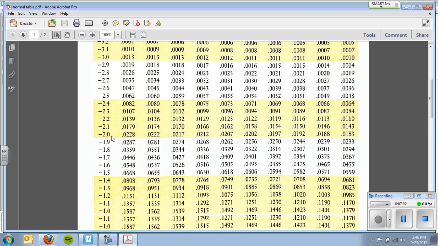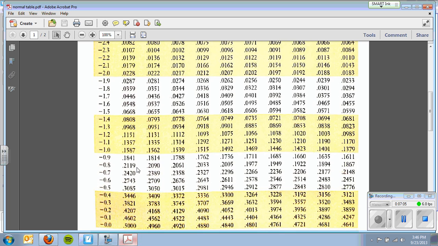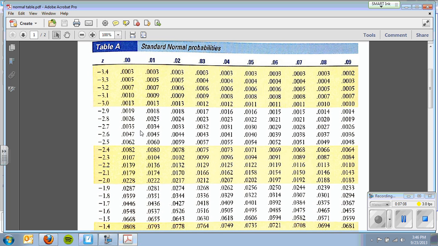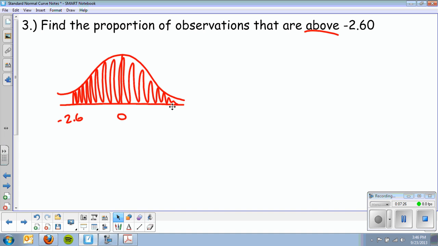So if I look up negative 2.6, okay, negative 2.6, I get 0.0047. Negative 2.60, right here. Just draw a box, makes it easier to see. 0.0047. So this little area here is 0.0047. Well, I don't want that area. I want the area to the right. Well, it would help if I knew what the total area was. I do. It's 1 minus 0.0047.